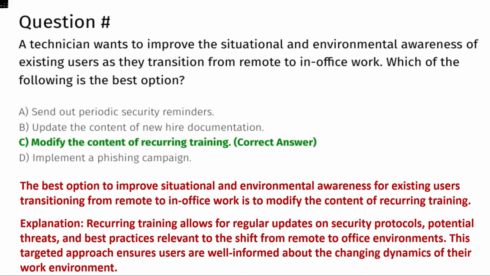So let's check the exact answer for this question. The answer is C, modify the content of recurring training. And the explanation is, the recurring training allows for regular updates on security protocols, potential threats, and the best practices relevant to the shift from remote to office environments. This targeted approach ensures users are well informed about the changing dynamics of their work environment. So that's why the correct answer is C, modify the content of recurring training. So let's move to the next question.